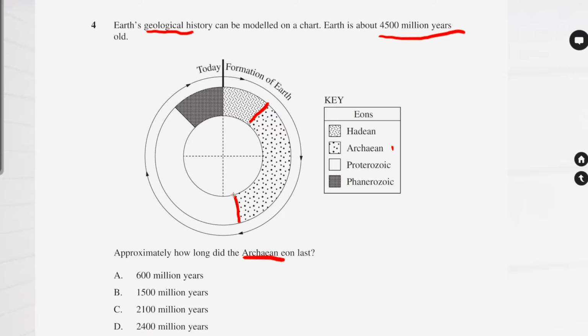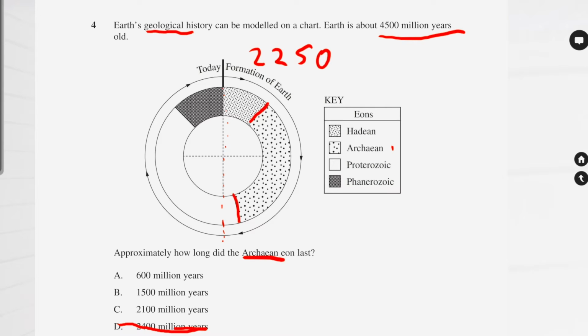Now, what we have to do first of all is think, well, the total here is going to be 4.5. That total around the entire thing is 4.5 billion years. So half of this graph is going to have a value of 2,250. And so what we know first of all is that the period we're looking at here is less than half. D is more than half.